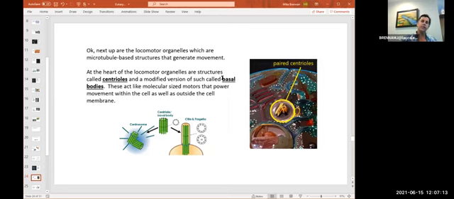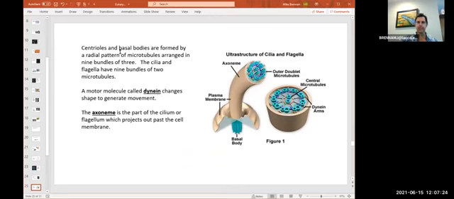And these act like little molecule-sized motors that actually cause movement of long, skinny structures made of microtubules. So centrioles and basal bodies, you're going to have a radial arrangement of microtubules like 1, 2, 3, 4, 5, 6, 7, 8, 9 on the outside, and then 2 to 3. So you have a 9 plus 2 or 9 plus 3 arrangement in the center.